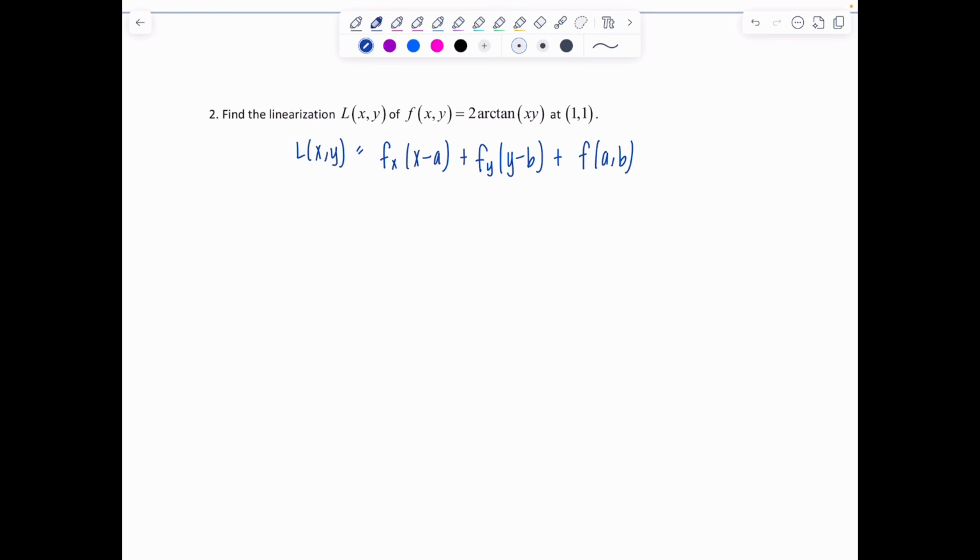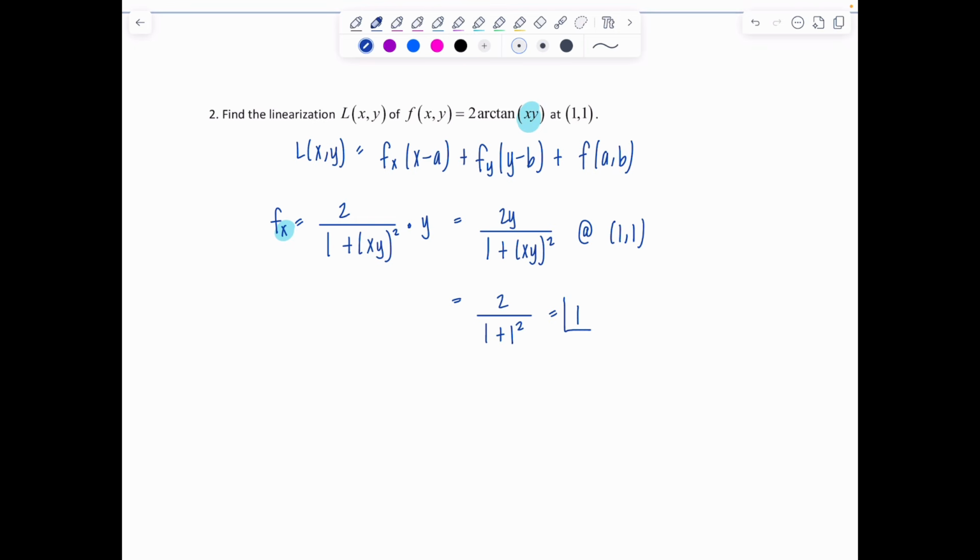So I need partial with respect to x and y. So the derivative of 2 arctan of something would be 2 over 1 plus the something squared. And then we have to do the chain rule. So if I'm taking the derivative with respect to x, I'm holding y constant, which is basically telling me I'm going to multiply by y when I do the chain rule. So now I have 2y over 1 plus xy squared. And then if I evaluate this at 1, 1, then this will be 2 over 1 plus 1 squared. So that's 1. Okay, cute.